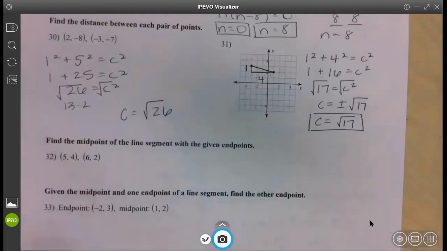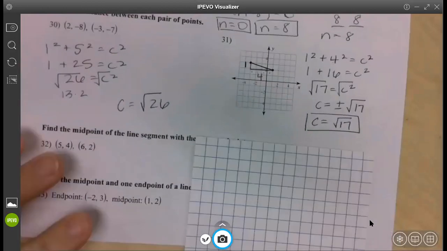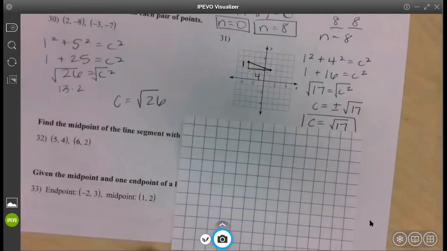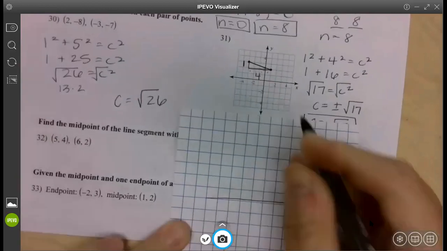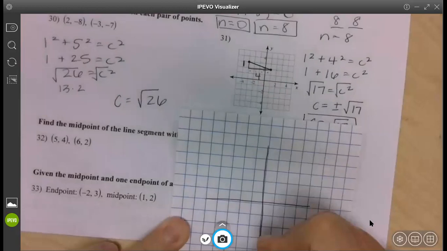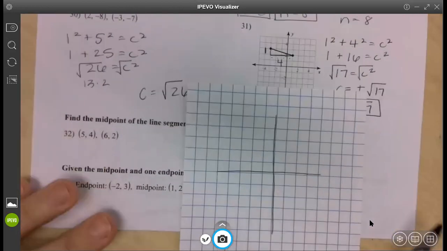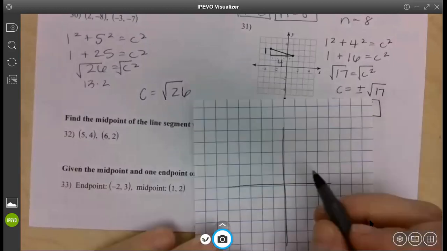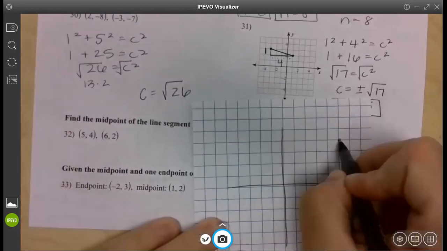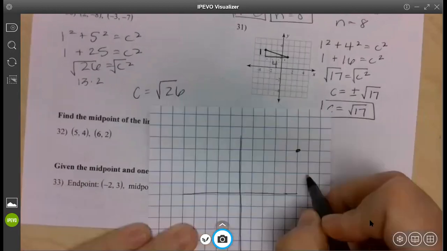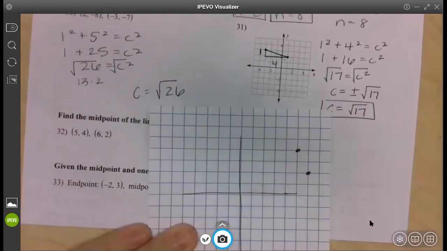All right. 2 more and we will be done, unless you have more questions, and then we'll get there. Okay, so it says find the midpoint. So that means the middle. I'm gonna show you this one on Desmos in a minute too, but we have 5, 4, and 6, 2. We want to find the middle of that.